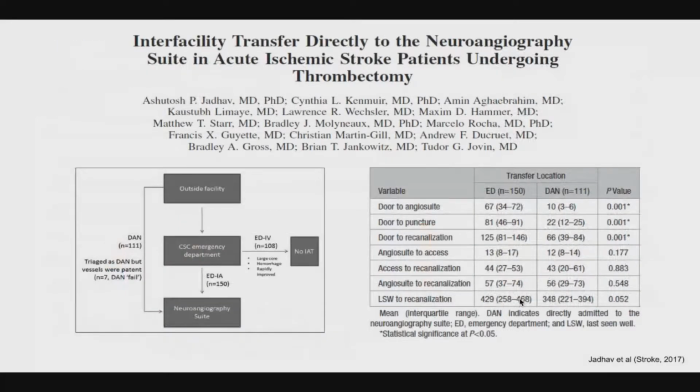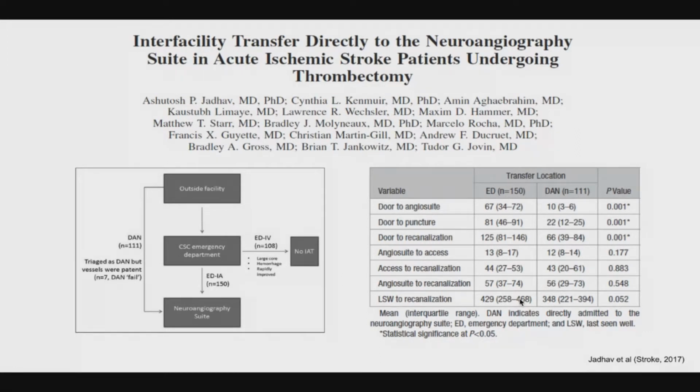So this is from the University of Pittsburgh, which is one of the busiest stroke centers in the country, where they have a large number of their patients come via transfer. So what they did, they looked at all their transfer patients, who they took straight to the angio suite, and the patients who came through the ER actually had to go through the process of advanced imaging, doing CTA, CT perfusion.